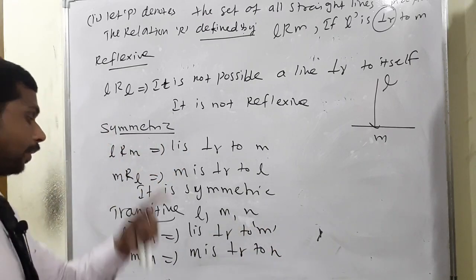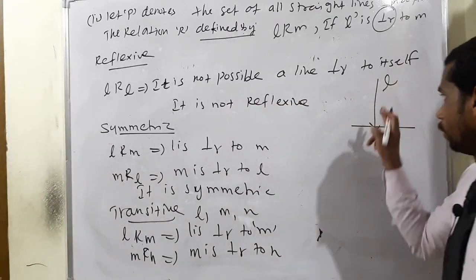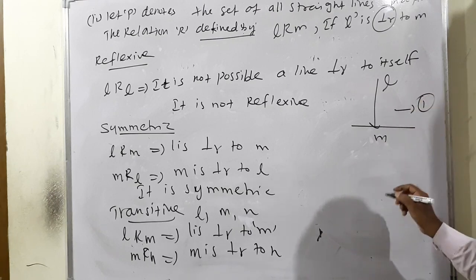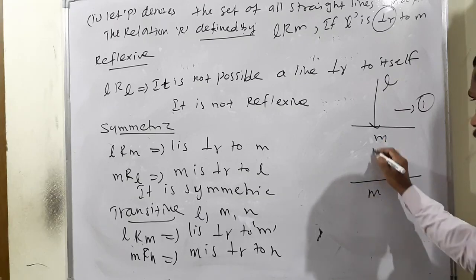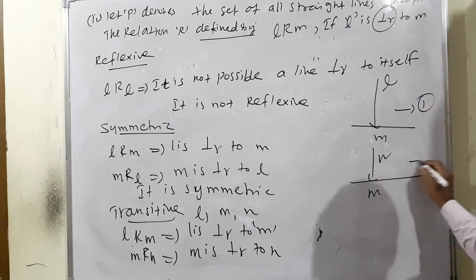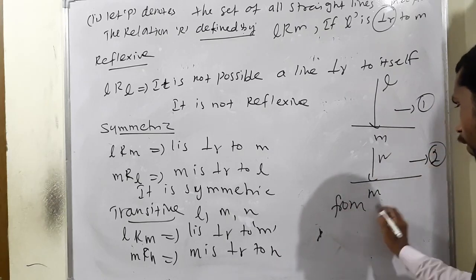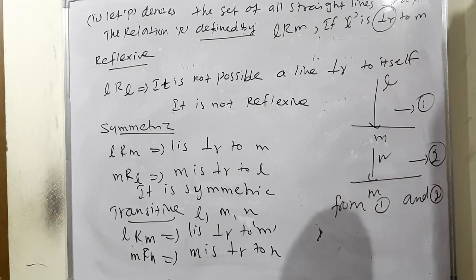We need to draw the diagram. Already L related to M is there, no? So L is perpendicular to M. This is considered for equation number 1. At the same time, another perpendicular line: M is there, but actually the second one, M is perpendicular to N. This is considered for N. So this is equation number 2.